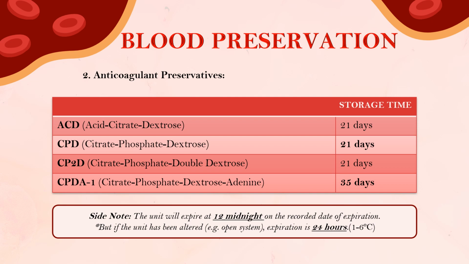However, if the component has been altered, for example, a frozen unit has been thawed prior to transfusion, then it is already termed an open system, meaning a component unit ready for transfusion already. And if a component unit is already an open system, its expiration will be 24 hours at 1 to 6 degrees centigrade. And this unit must be transfused within this time frame, not exceeding 24 hours after becoming an open system.